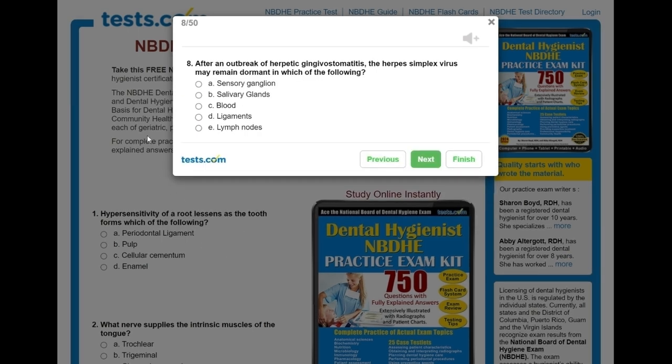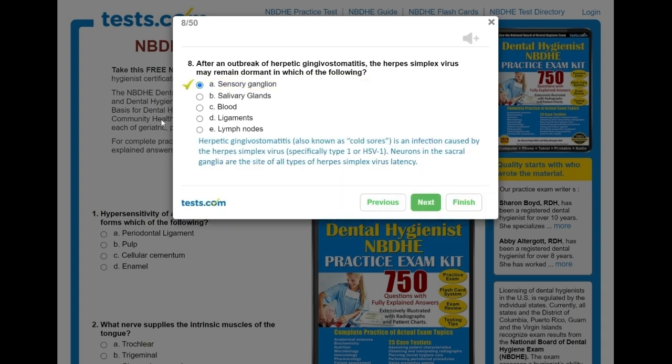Question 8. After an outbreak of herpetic gingivostomatitis, the herpes simplex virus may remain dormant in which of the following? A. Sensory ganglion. B. Salivary glands. C. Blood. D. Ligaments. E. Lymph nodes.